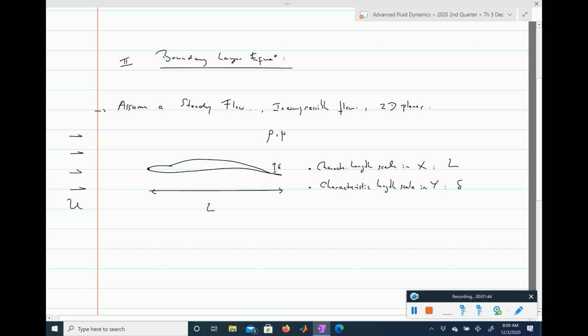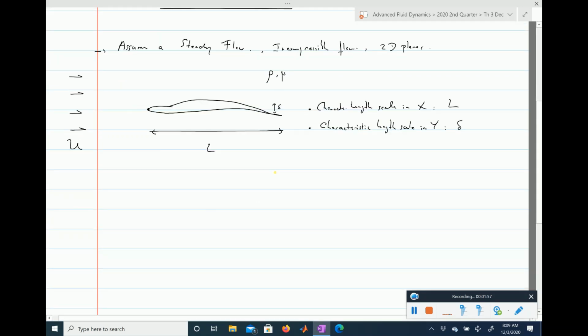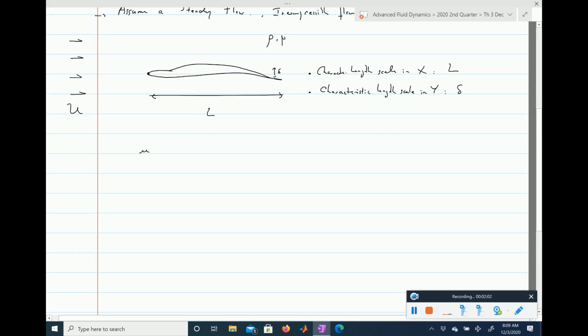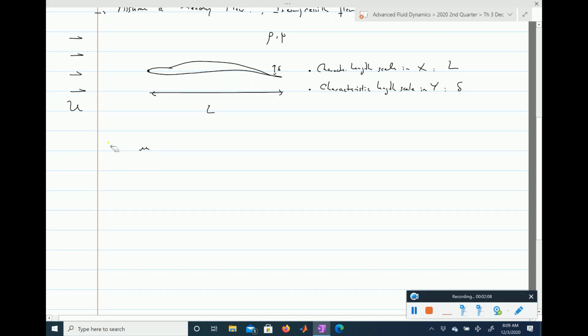And so what we will do, to simplify the Navier-Stokes momentum equations, is take the momentum equations and non-dimensionalize them with the different scales that we have. So let's start with the scale for velocity. The velocity in the x direction simply scales with the velocity of the incoming flow, which is U. So U here is going to be our velocity scale.